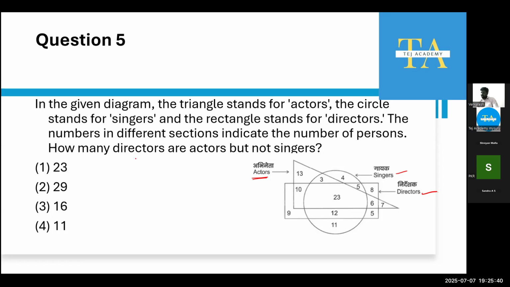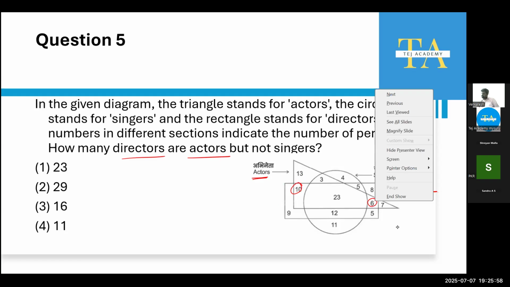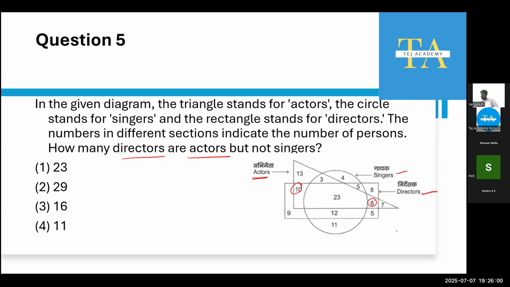So how many directors are actors? Directors is the rectangle and actors is the 10. Directors and actors, this is representing, one is a 10 and one is a 6. So 10, 6.